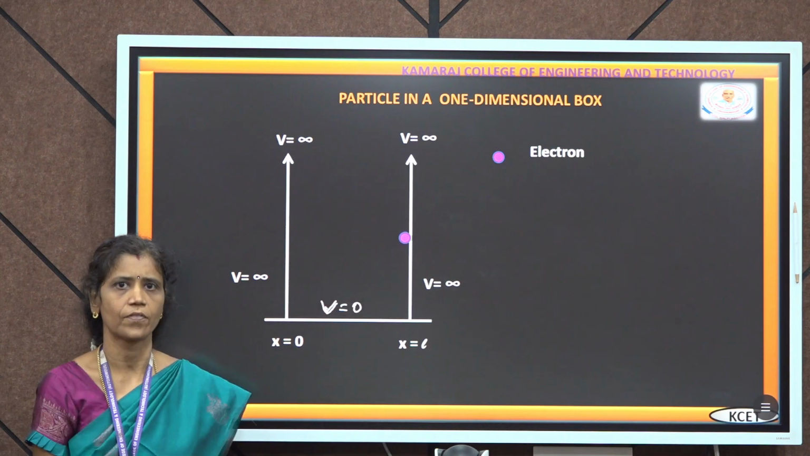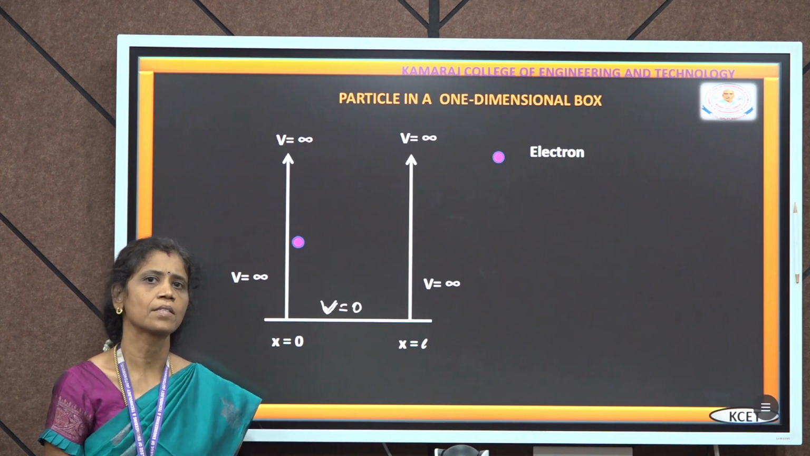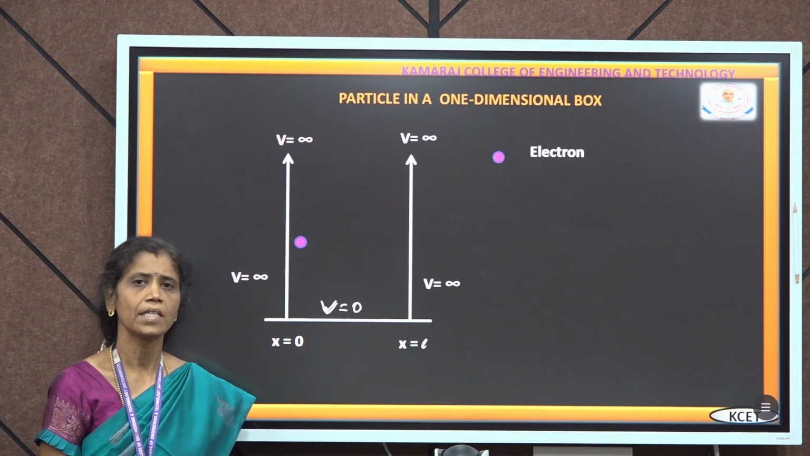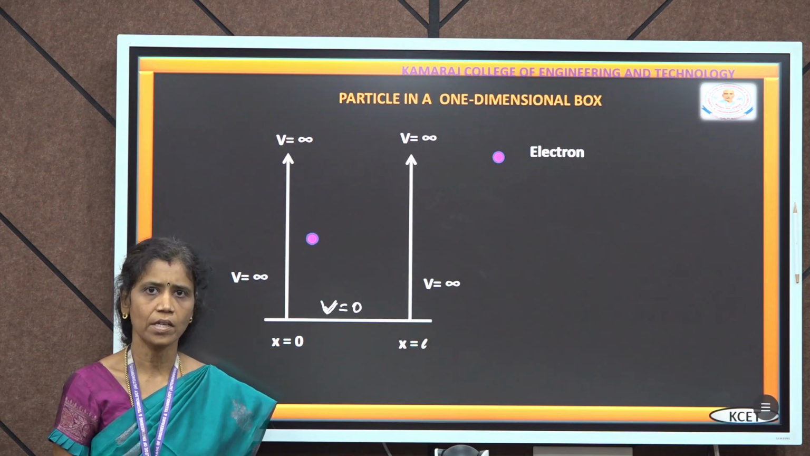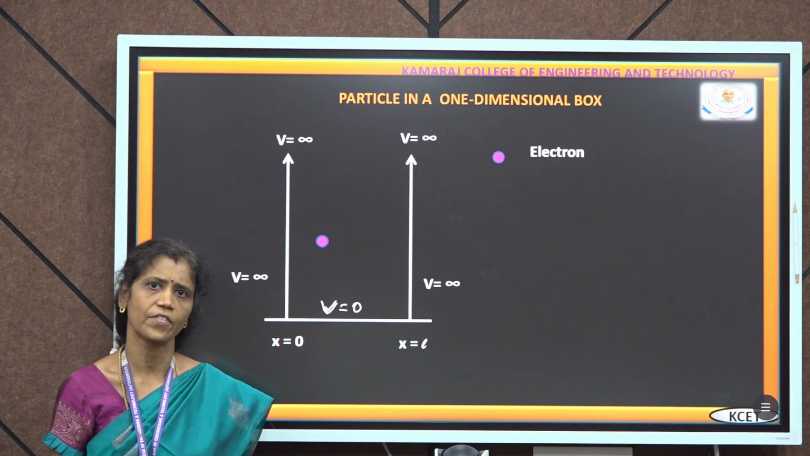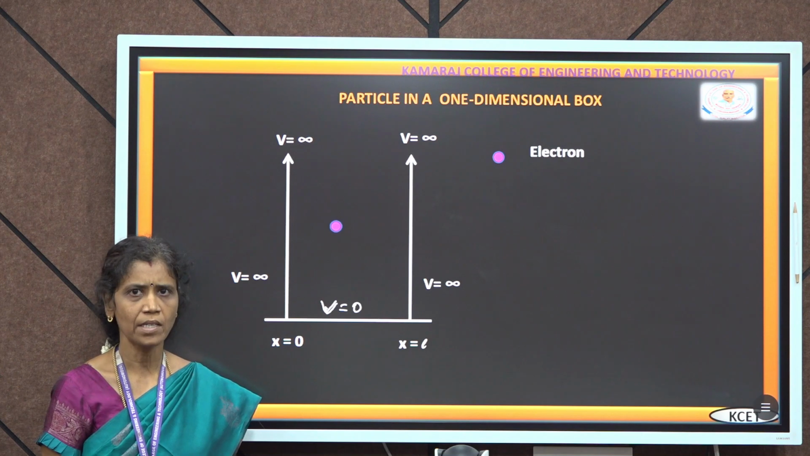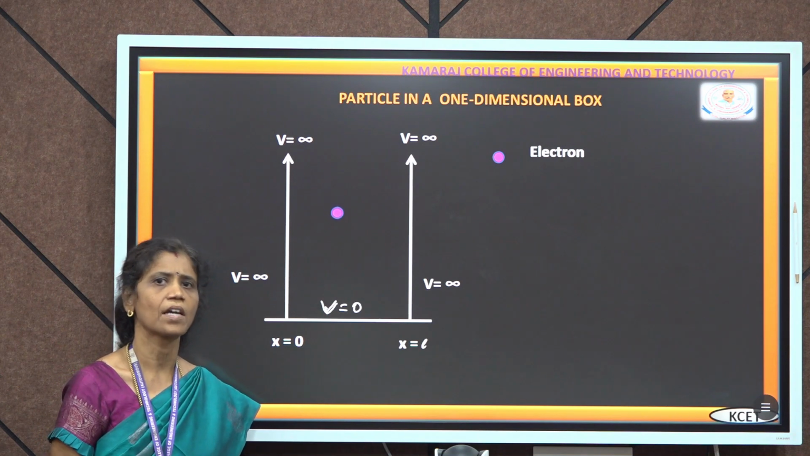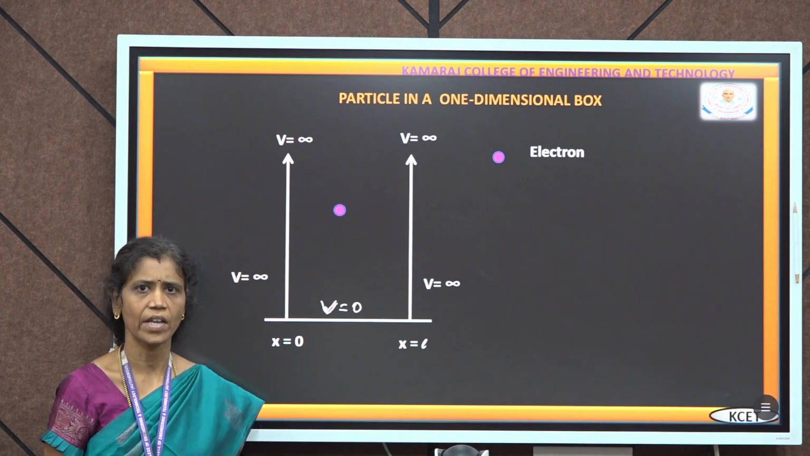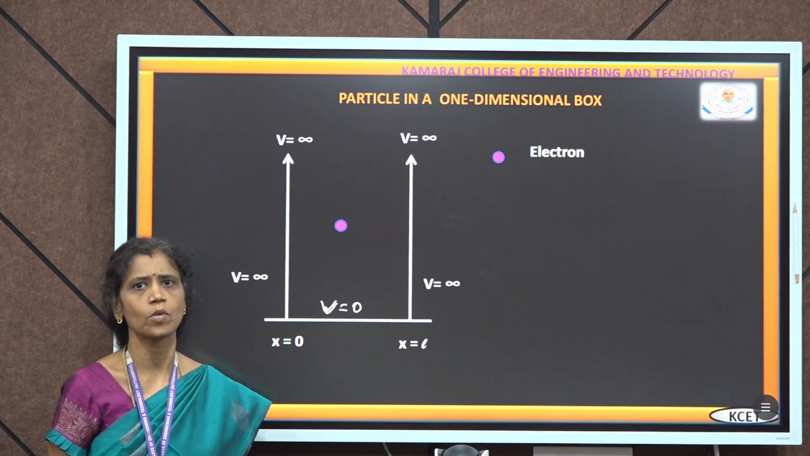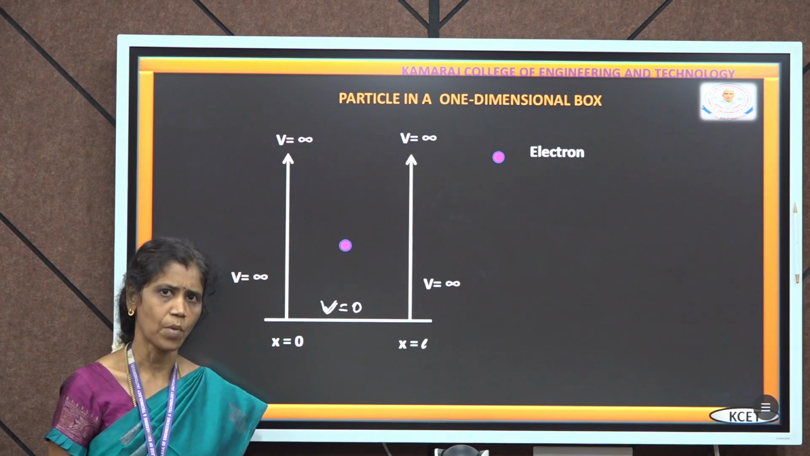potential box itself, so the potential box is sometimes termed a potential well. In some textbooks and web pages, the one-dimensional potential box is referred to as a one-dimensional potential well. That means the electron is confined or trapped within the one-dimensional potential box or well, and it cannot escape through the walls of the one-dimensional potential well or box.